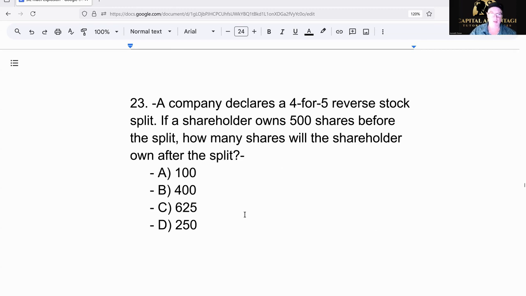4-for-5, another reverse split. Really a bad sign. A lot of bad companies. 4 divided by 5 is 0.8. I multiply times the shares, times 500. It means I only have 400 shares, and the price goes up. And if they give me a price, I would do the price divided by 0.8.